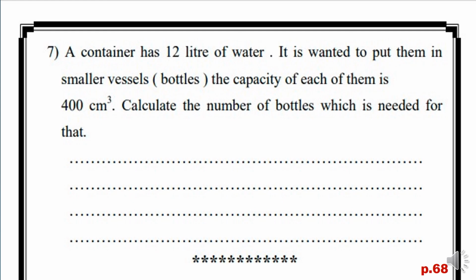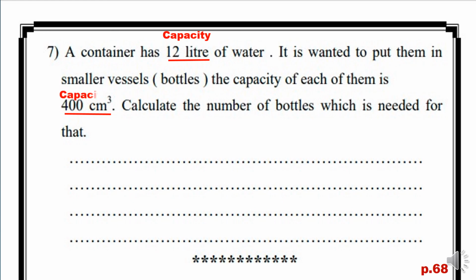And I find that I have here a container of 12 liters. This is the capacity of it. And I want to put them in smaller bottles. The capacity of each bottle is 400 centimeter cube. So I want to find the number. We said before, to find the number, I have to get the big capacity over the small capacity. But here, take care that the small capacity of the bottle is in centimeter cube. So I have to change it into liters.